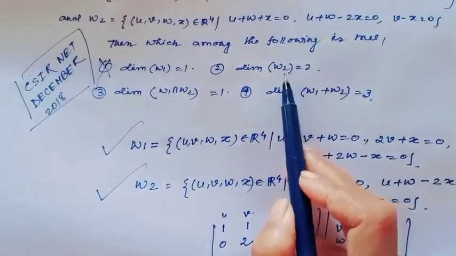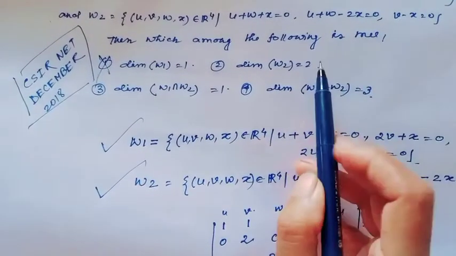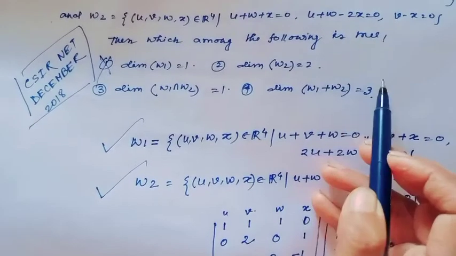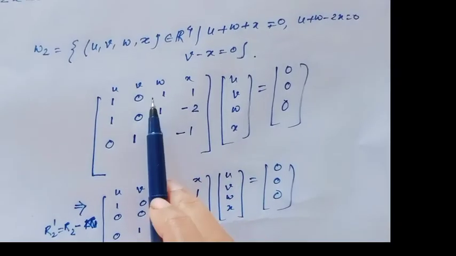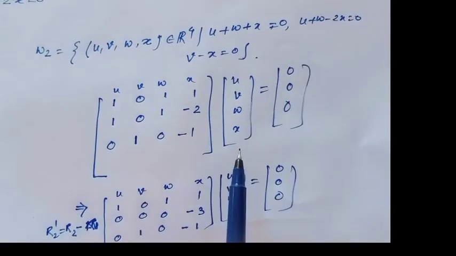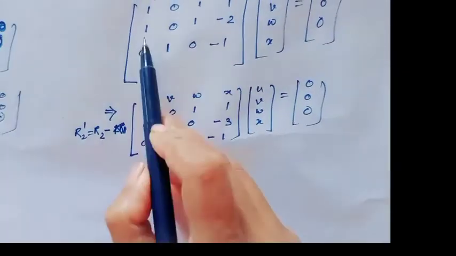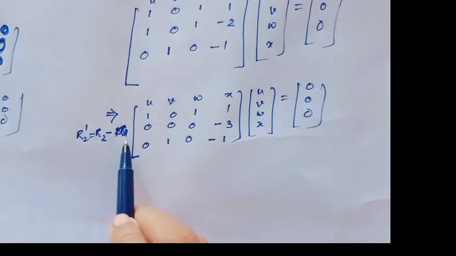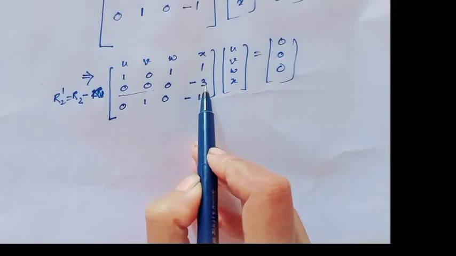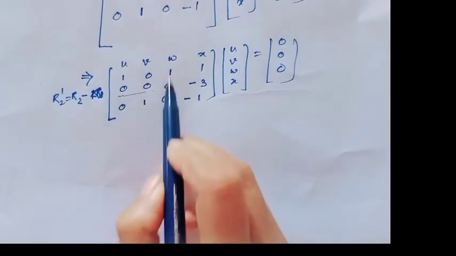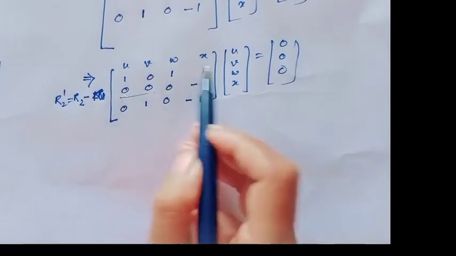Now similarly we have to find the dimension of the subspace W2. Similar method, just at first try it yourself. W2, this subspace generates this matrix. If you apply the operation R2' equals R2 minus R1, then you will get this row 0 0 minus 3.